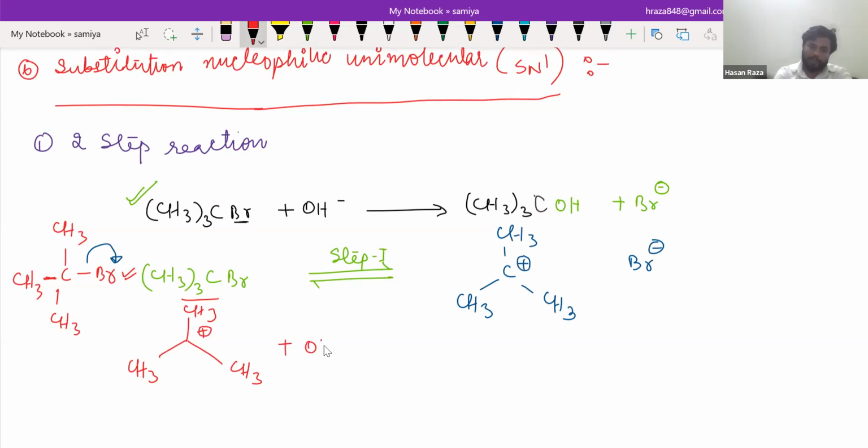And now this OH minus will come into play and attack the carbocation, because the carbocation is electron deficient. The carbocation is an electrophile, attacked by this nucleophile OH minus, and there will be formation of the product (CH3)3COH. So please write this.